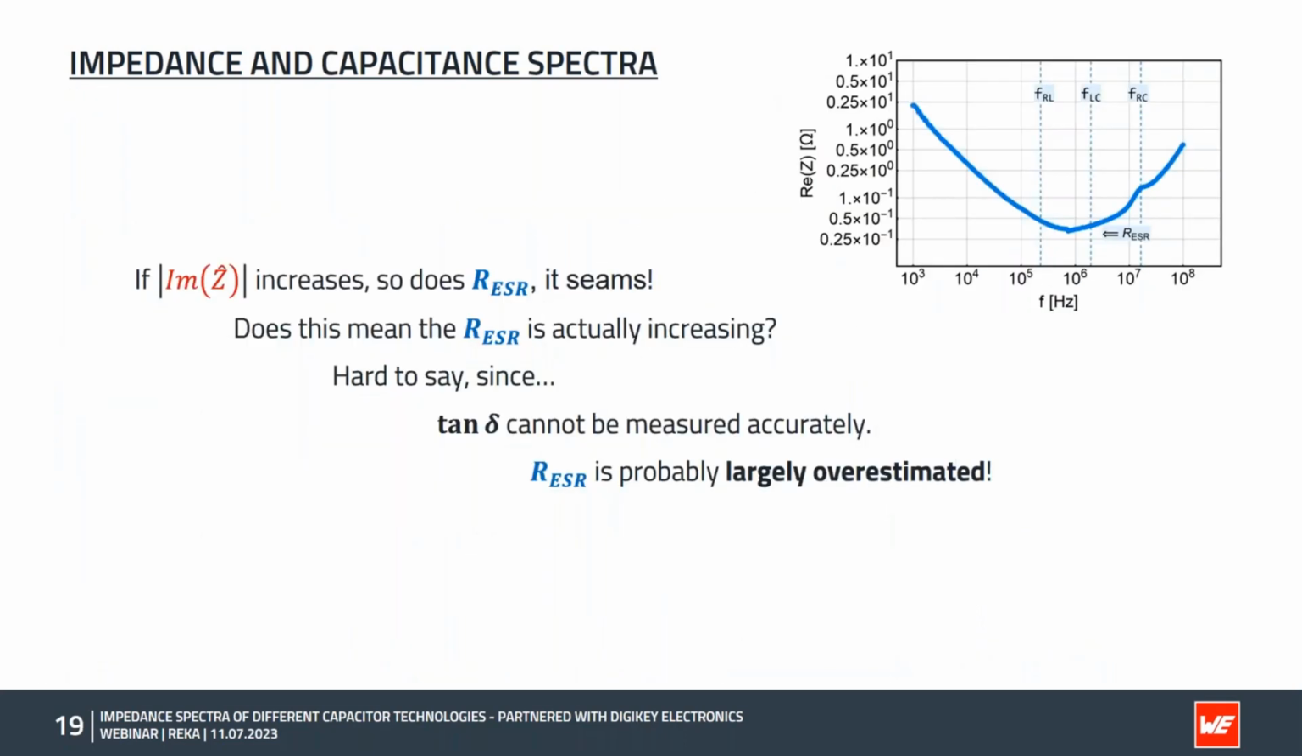Does that mean that if the ESR increases, that it is always due to the increase of the imaginary part of the impedance? Well, hard to say, as long as the tangents delta cannot be measured accurately. If you don't have any information about that and you see these very strong increase, it is very likely that the ESR is largely overestimated, and you should start to be very suspicious about the values.